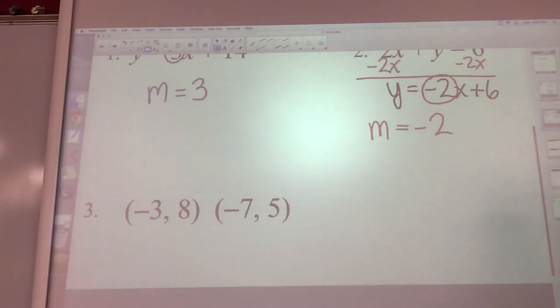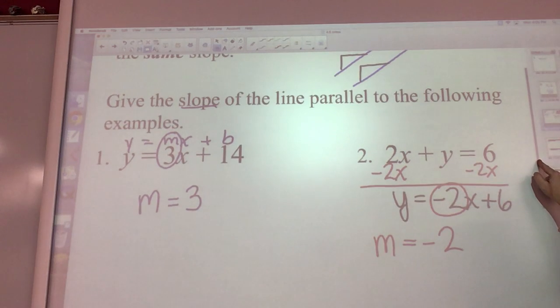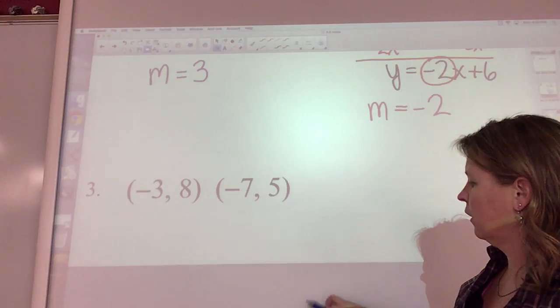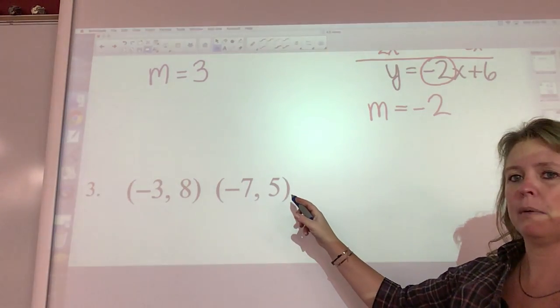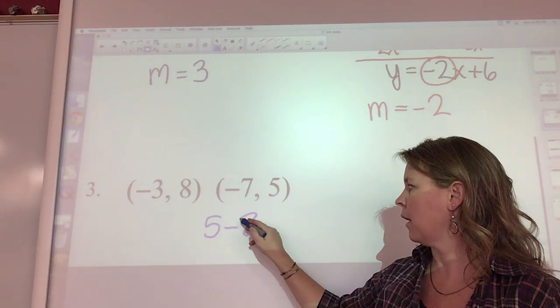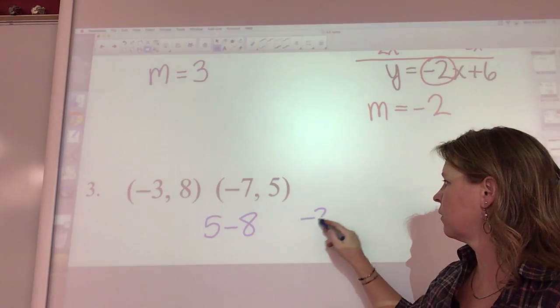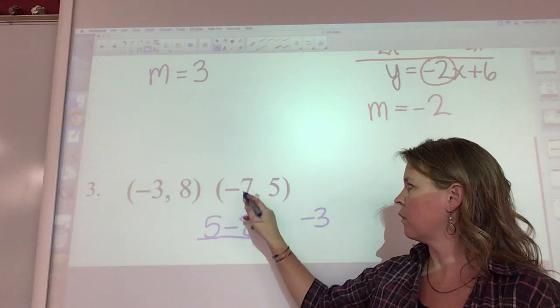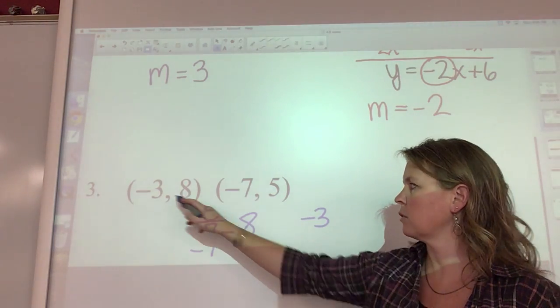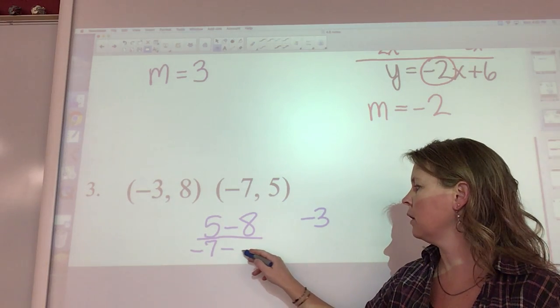Number 3, same question. Give the slope of the line parallel to the following example. Same question, but a totally different looking problem. You are going to have to find the slope. Go back and look at your old notes to find the formula if you need it, but you're going to take y2 minus y1, which is negative 3, over x2, negative 7, minus x1, which is negative 3.